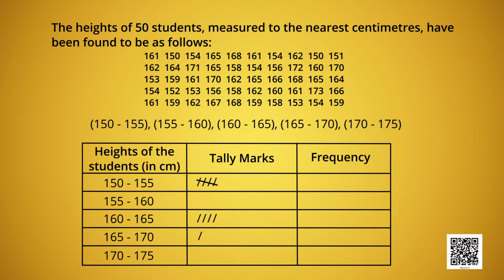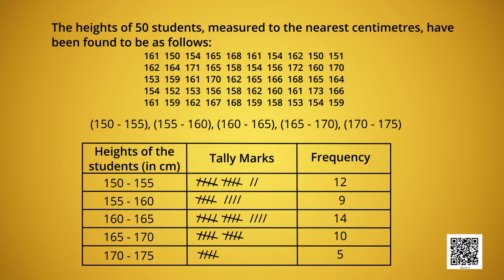Children, please take care that for every 4 tally marks, the 5th tally mark comes as a slanting line like this. Now children, you can complete this table on your own and then count the number of tally marks and write the frequency in front. So you will observe that for the class interval 150 to 155, frequency is 12. For 155 to 160, it is 9. For 160 to 165, it is 14. For 165 to 170, it is 10. And for 170 to 175, it is 5.